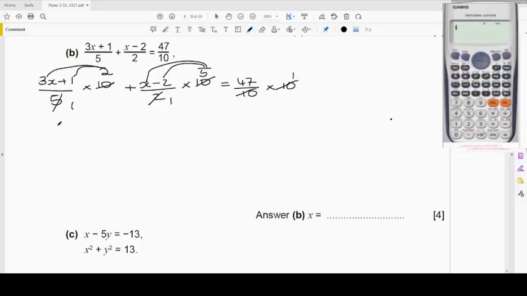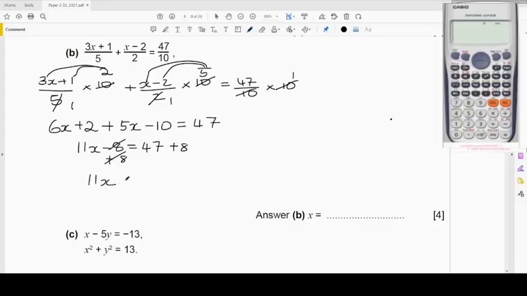So we say 3x times 2, this is 6x. 1 times 2 is 2. Then x times 5 is 5x. Negative 2 times 5 is negative 10. And then 47 times 1 is 47. And collecting like terms, I have 6x plus 5x, this is 11x. And then 2 minus 10, this is minus 8, equals 47. Then you can add 8 on both sides. This cancels. I have 11x equals 47 plus 8, which is 55. And then divide by 11. We get x is equal to 5.